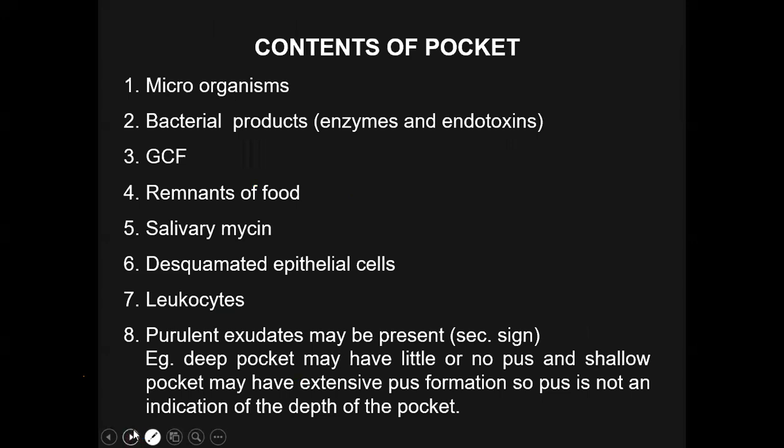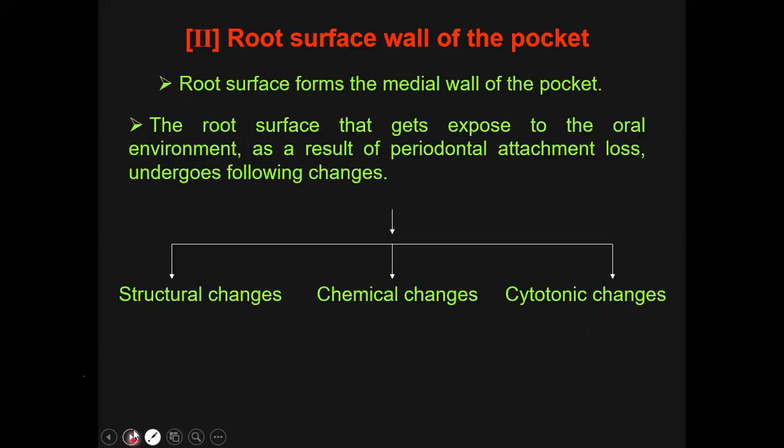Content of pocket: it contains microorganisms, bacterial products, GCF, remnants of food, salivary mucin, desquamated epithelial cells, leukocytes, and purulent exudate may be present. Coming to root surface wall of the pocket, root surface forms the medial wall of the pocket. So root surface that gets exposed to the oral environment as a result of periodontal attachment loss undergoes the following changes: structural changes, chemical changes, and cytotoxic changes.